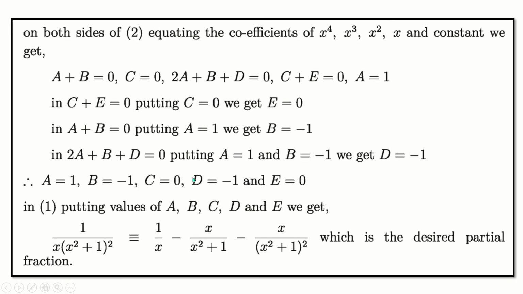Okay, by calculating this we will get a equal to 1, b equal to minus 1, c equal to 0, d equal to minus 1, and e equal to 0. As a result, this is equal to 1 divided by x minus x by x square plus 1 minus x divided by x square plus 1 whole square, which is the desired partial fraction.